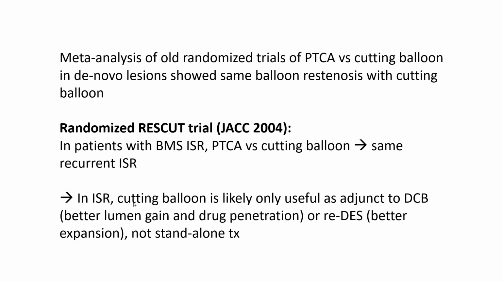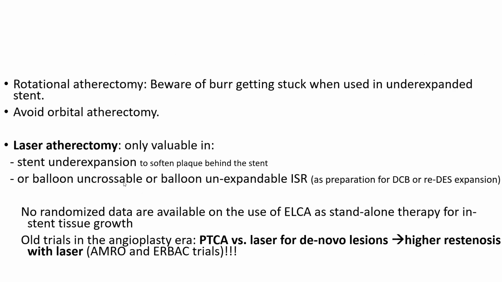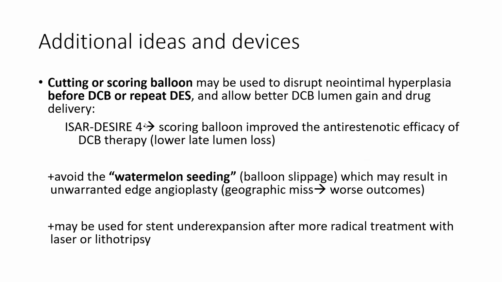So cutting balloon in the instant restenosis is only useful as adjunct to DCB. It allows better lumen gain and drug penetration before inflating the DCB, or as a preparation to DES, not a standalone treatment. The cutting balloon has one set of data called ISR Desire 4. ISR Desire 4 trial has shown that it wasn't cutting balloon, it's what we call angiosculpt scoring balloon, but it showed that using scoring balloon in preparation before DCB improves the long-term lumen loss. So it has value in preparation.